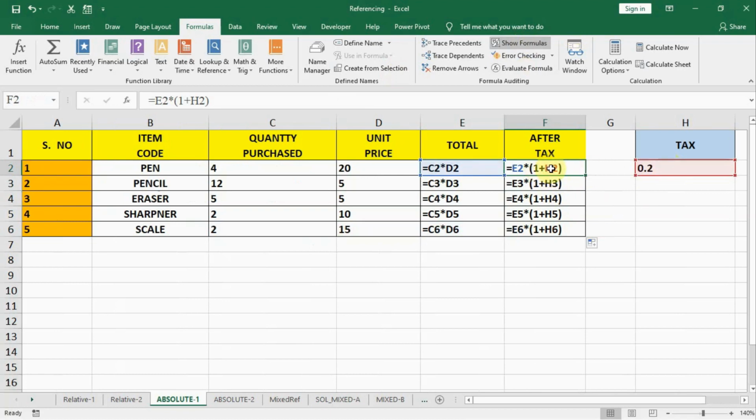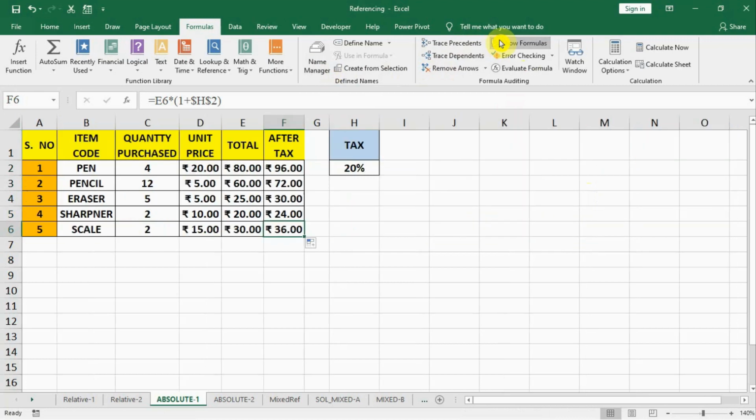For that, what we have to do is, at H2 we have to put a dollar sign before H and before 2. This means we are fixing the value of H2. Now when we drag down, H2 will not become H3. Wherever we drag it, it is H2, and every time we move it like this, it is always H2. H2 is fixed. This is called absolute referencing. Let us see now if it makes any difference. Yes, it affects our answers, and now we have the answer with the correct tax calculations.